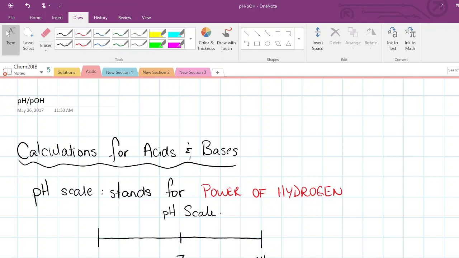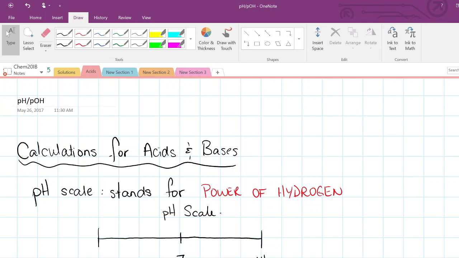So I know you guys are probably comfortable with the pH scale because it's something that we see on a fairly common basis as consumers. So the pH scale, you may not realize what it actually stands for, the term pH. pH actually stands for power of hydrogen. And so what that scale is measuring is how concentrated your solution is with hydrogen ions, or more specifically hydronium ions.